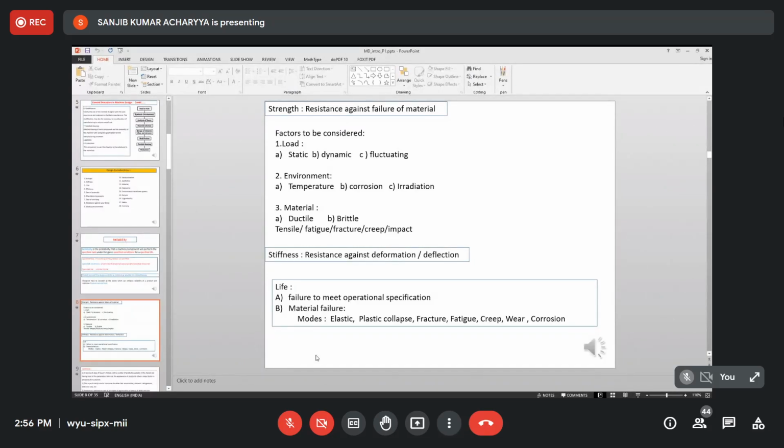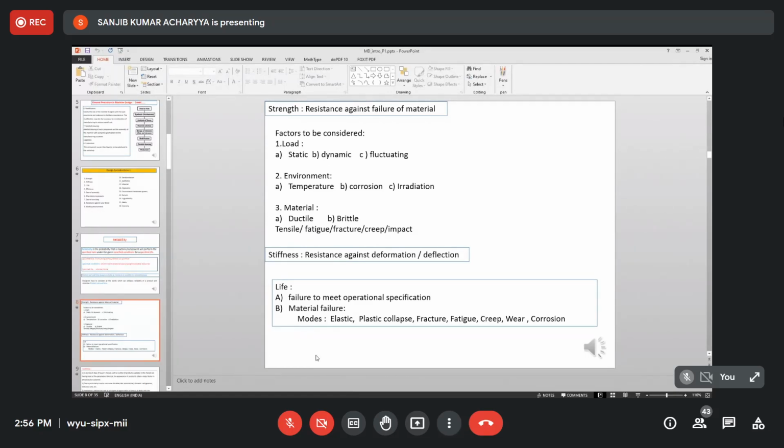Stiffness is another property of the component. It is the resistance against deformation or deflection. I discussed last class that strength may be sufficient, but stiffness may not be sufficient. Stiffness may not be as per requirement. Strength means resistance against failure, but stiffness means resistance against deformation. And sometimes excess deformation can be the cause of failure. In that case, strength is defined in terms of stiffness. Stiffness is to be sufficient to avoid the failure.